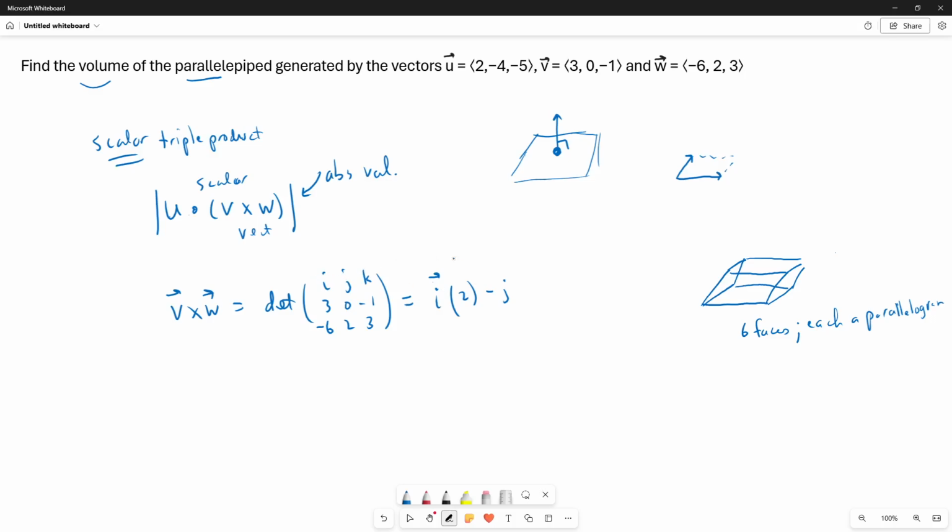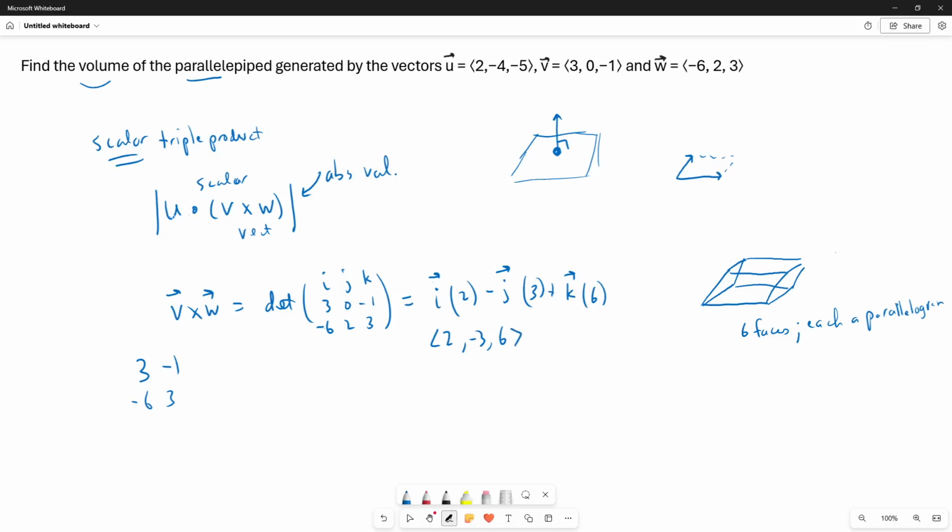We go plus, minus, plus across the first row, and then the 2 by 2 matrix removing this column and this row. 3, negative 1, negative 6, 3, that one. Let's write it. 3, negative 1, negative 6, 3. We want the determinant of this, which is 9 minus 6, which is 3. And then plus K times the determinant of this 2 by 2, which is 6 minus 0, so 6. So V cross W is the vector 2, negative 3, 6.